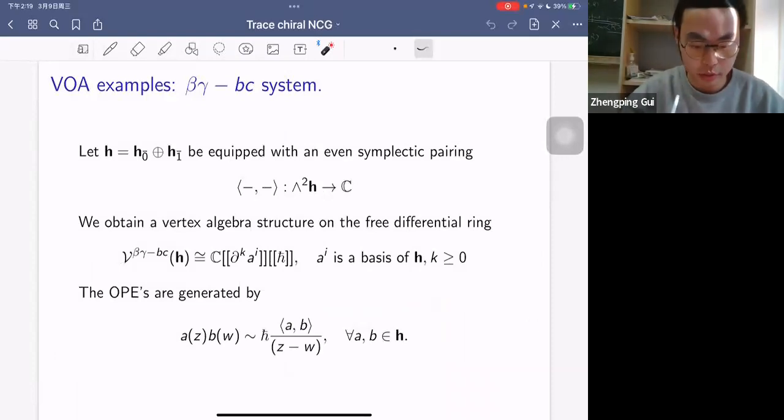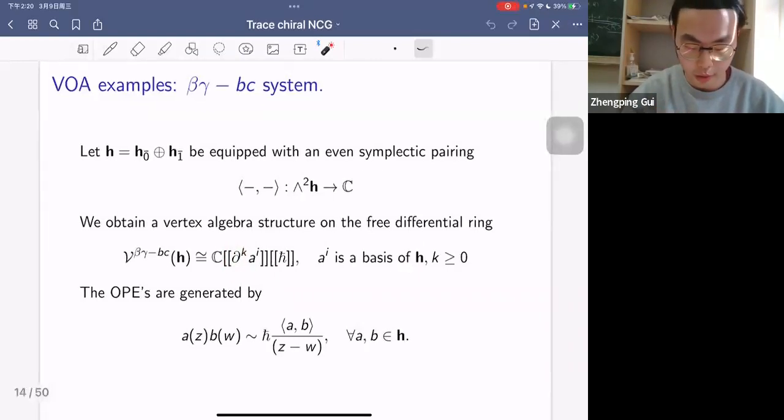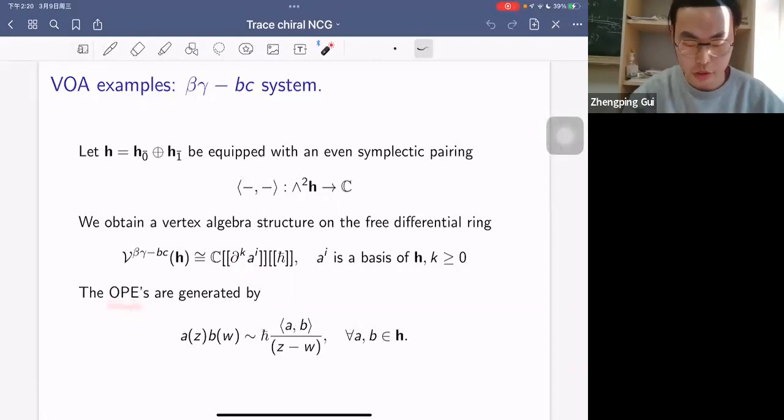There is a very simple example, called the beta-gamma bc system. It is also called the bosonic ghost system. First, let H be a super vector space equipped with an even symplectic pairing. We can obtain a vertex algebra structure on this free differential ring. As a vector space, it is a commutative differential ring generated by the basis of the vector space H and the formal derivatives of the variables. And the operator product is generated by the singular operator product expansions.